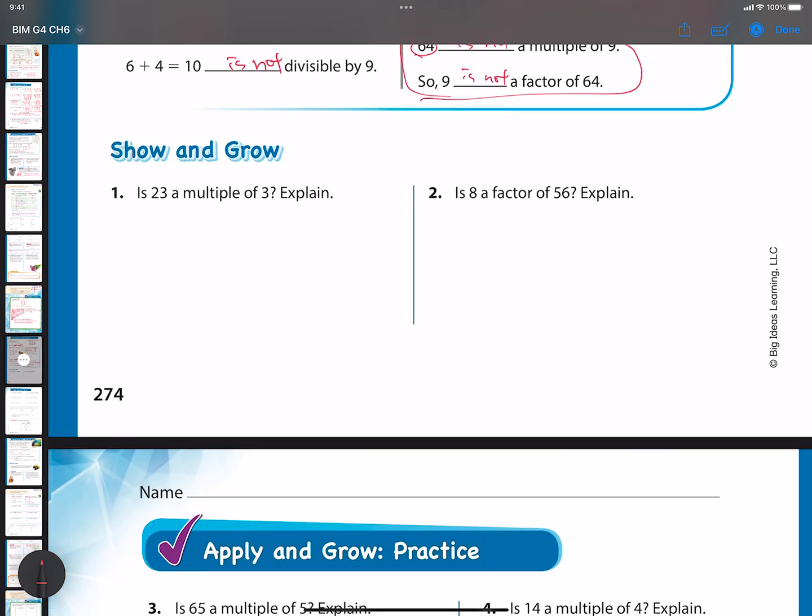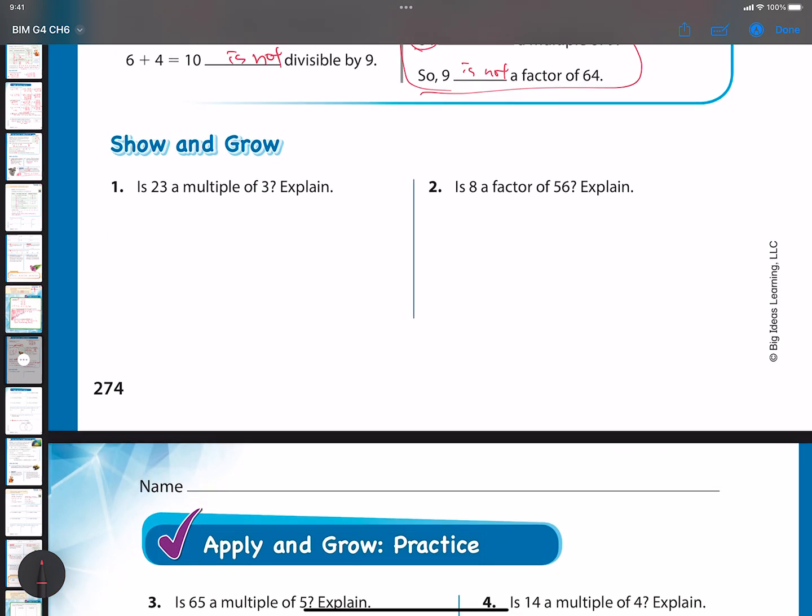Show and grow. Is 23 a multiple of 3? That means, in the times table of 3, do you have 23 or not? That's the question. No. First of all, we know 2 plus 3 is 5, which is not a multiple of 3. So 23 cannot be divided by 3 without any remainder, right? That we know. But let's go ahead.